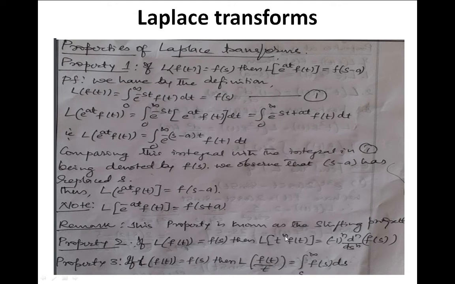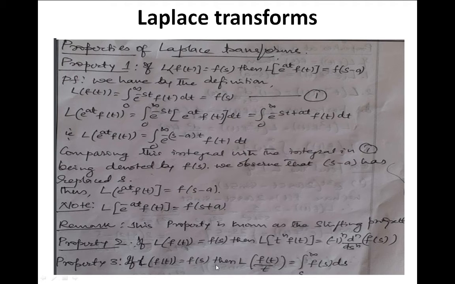Suppose it is t square, what shall we do? Minus 1 square, d square upon ds square of F of s. What is d square upon ds square? The second derivative of F of s with respect to s. Then minus 1 to the power 2 will be plus 1. Similarly, if n is equal to 1, 2, 3, we can go for any number of n, provided the coefficient n will always be positive. This is the second shifting property. Come to the next one.